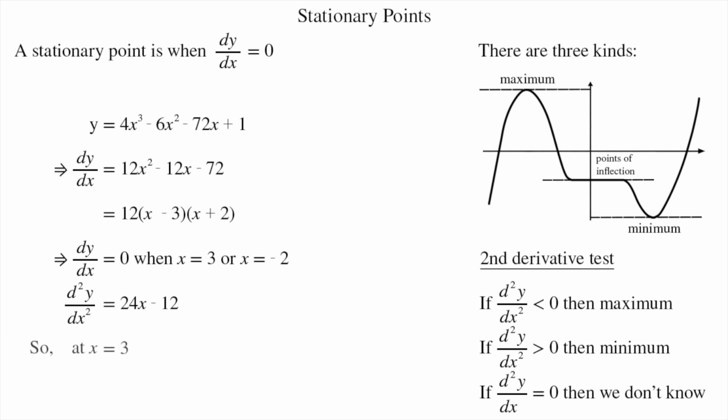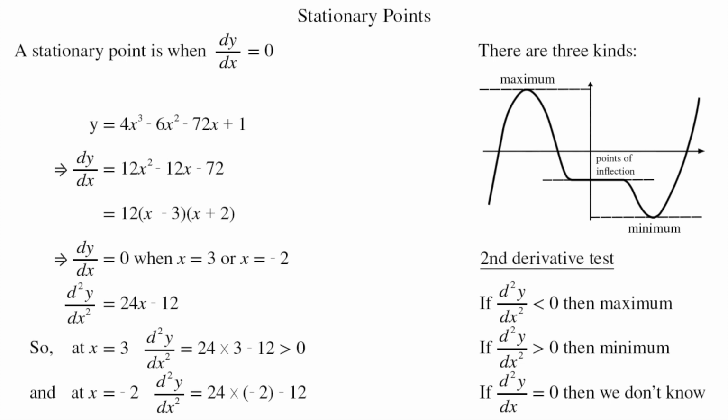Now, at x equals 3 say, d2y by dx squared is 24 times 3 minus 12, which is certainly positive. And when x equals minus 2, d2y by dx squared is 24 times minus 2 minus 12, which is certainly a negative number. So, from the second derivative test, this means that we have a maximum at x equals minus 2 and a minimum at x equals 3. In this case, we were able to calculate both stationary points of the curve and also what type they were.